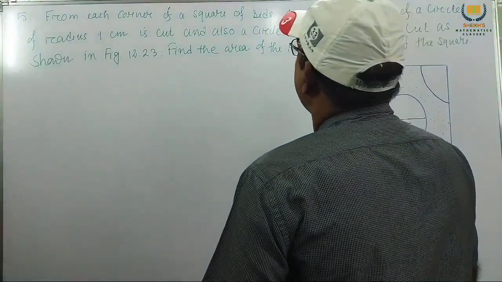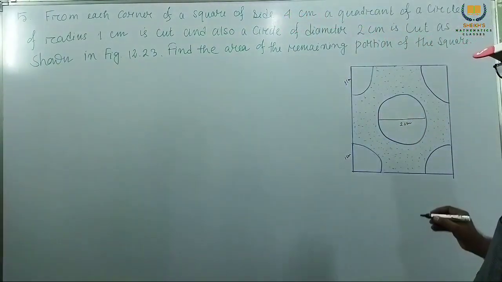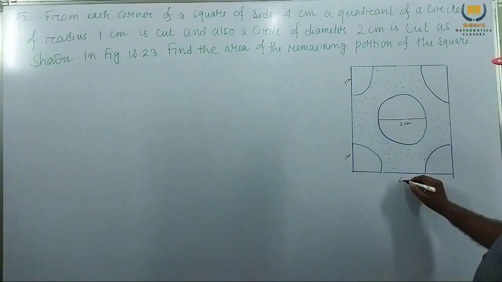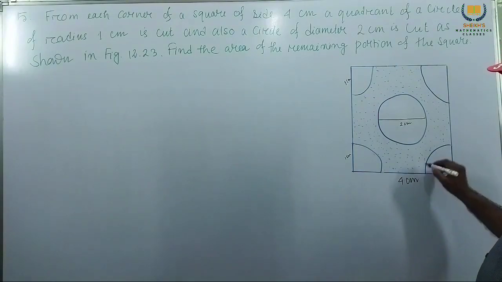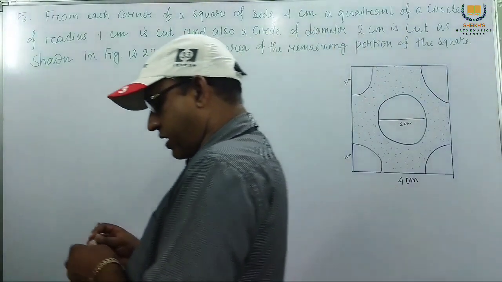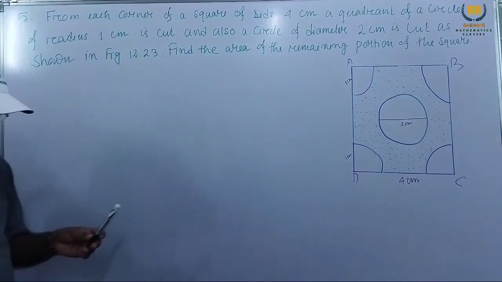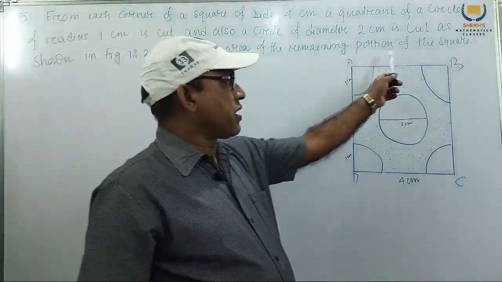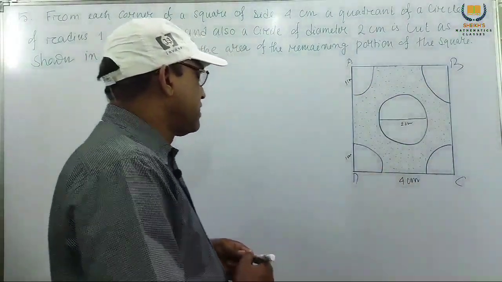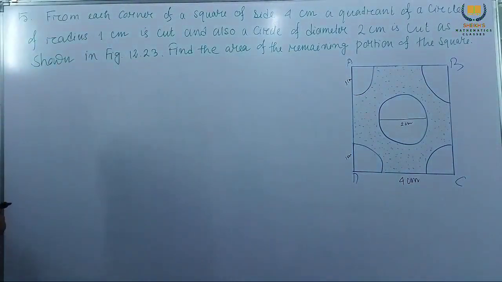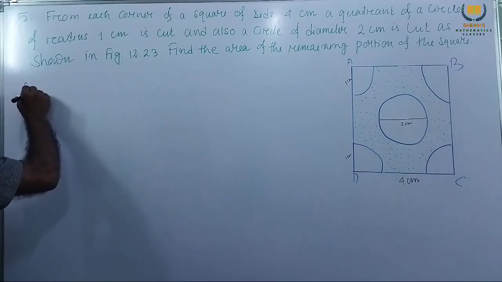So the length of the side of the square is 4 centimeter. This is given. First we have to find the area of the square. Area of the square is side square. So the solution starts.